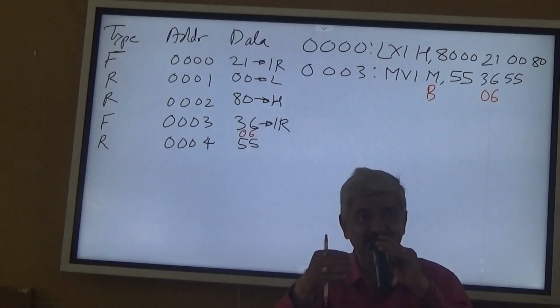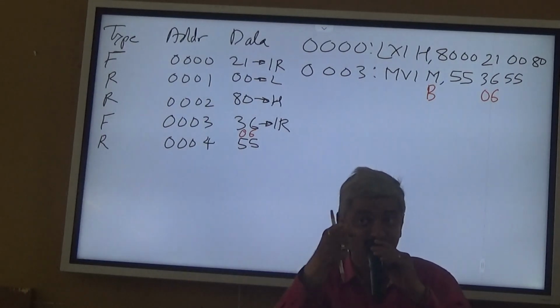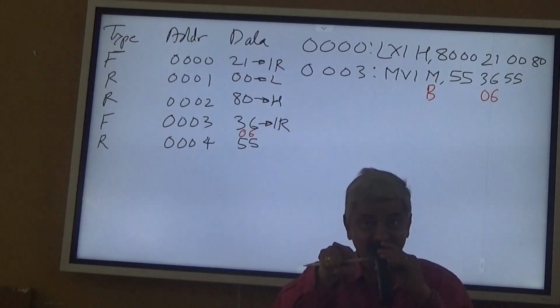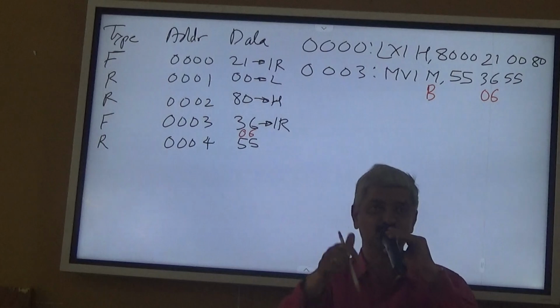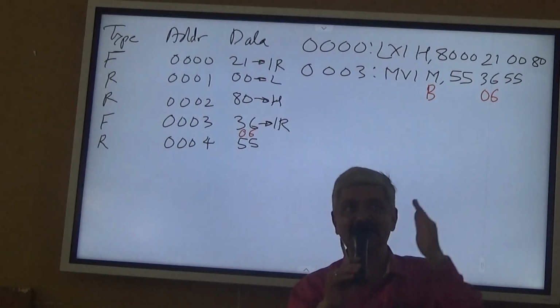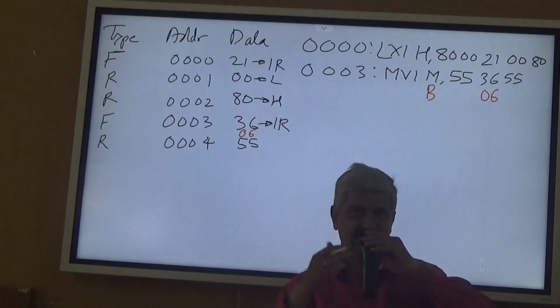Complete my sentence. We are discussing MVI-B, not MVI-M. So the contents are to be put into register B. So the contents are available on the data lines.